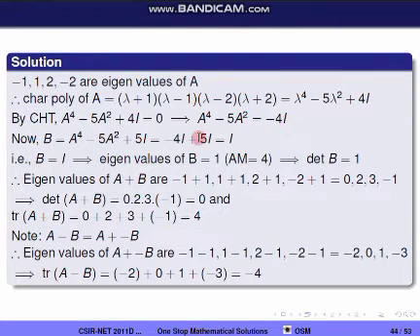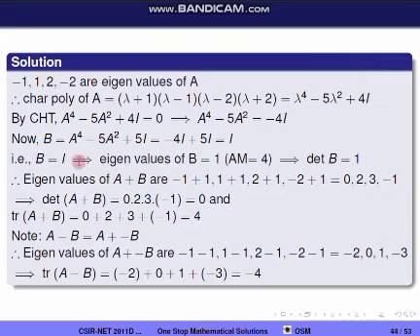They have given in the question that B is equal to A power 4 minus 5A square plus 5I. So I am replacing A power 4 minus 5A square by minus 4I. So this is equal to minus 4I plus 5I, which is equal to I. So we got B is equal to I, that is identity matrix of order 4. Therefore eigenvalues of B are equal to 1 with algebraic multiplicity 4. Determinant of B is equal to product of eigenvalues, which is equal to 1.